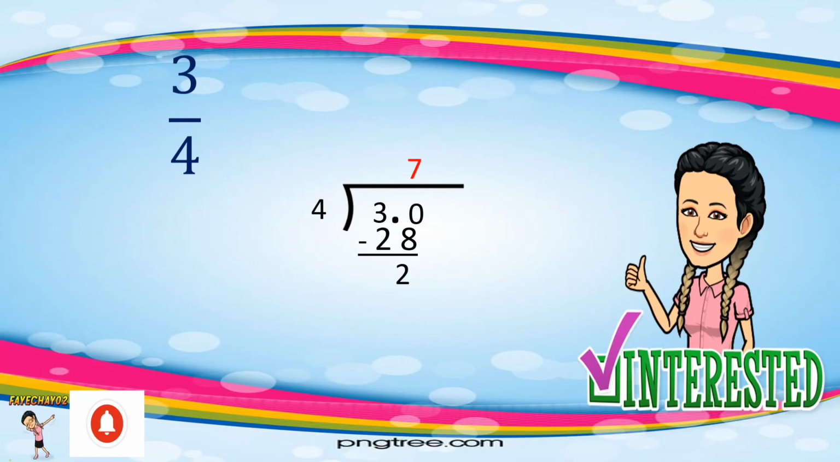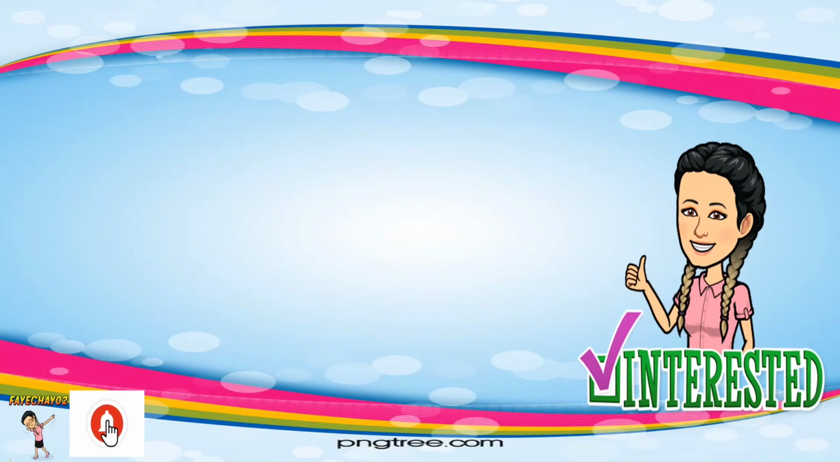Since we still have a number, add 0 to the dividend and bring it down. You can now divide. 20 divided by 4 is 5. 5 times 4 is 20. So 20 minus 20 is 0. Okay, then put the decimal point before 7 and write 0 in the ones place. So 3/4 in decimal is 0.75, or 75 hundredths.